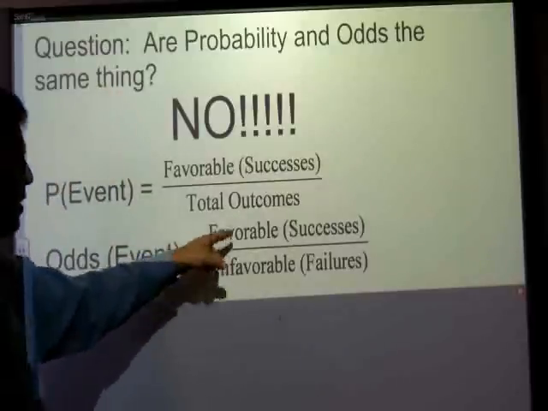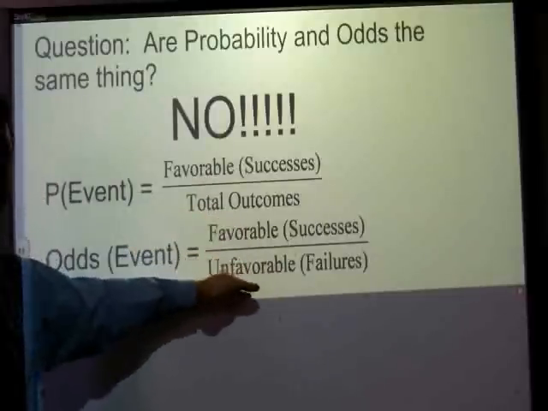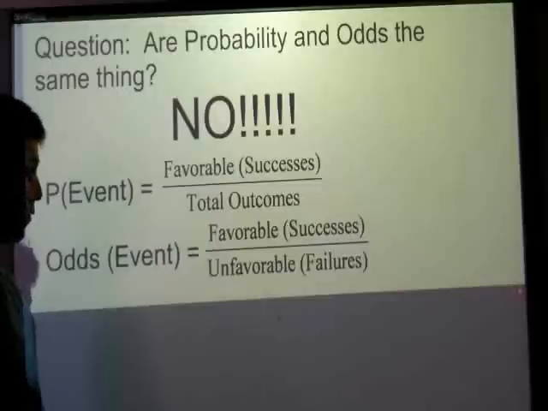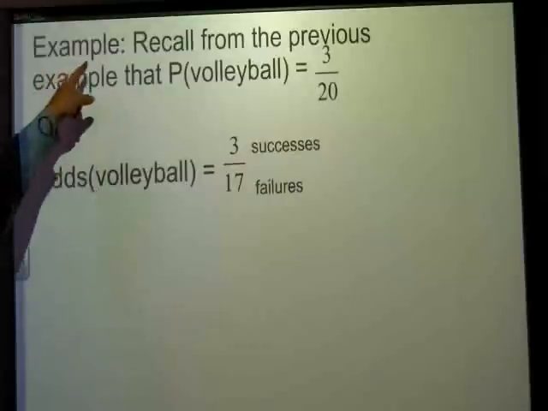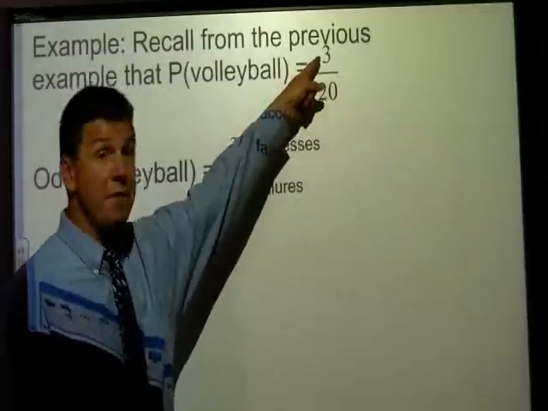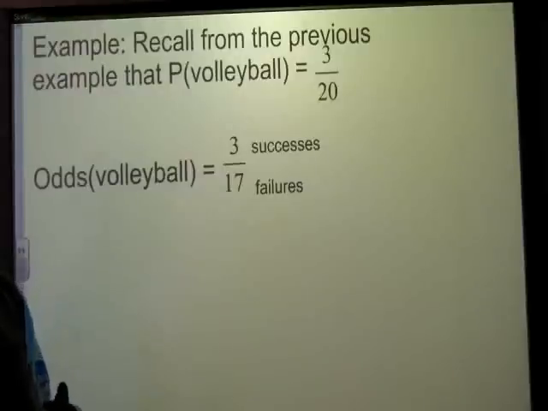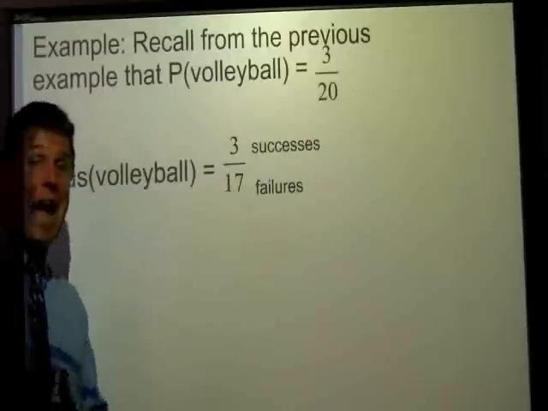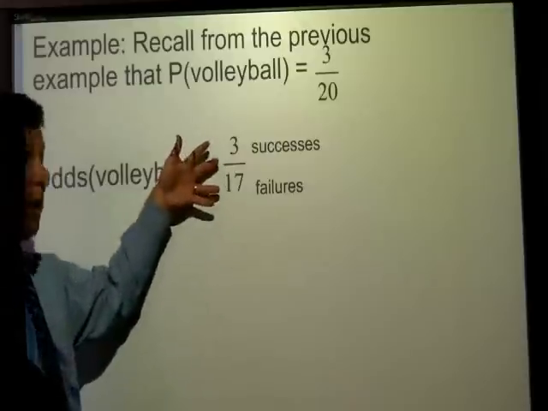So this is the odds of an event. Notice the odds of an event does not use the total sample space. It focuses on successes and failures: favorable, unfavorable, good things, bad things. That is what allows us to do odds. Now let's take a look at how that works. Recall from the previous example that the volleyball probability is 3/20. There are 3 volleyballs out of 20 total. If I ask what are the odds that I get a volleyball, that would be 3 volleyballs to 17 non-volleyballs. There are 3 successes and 17 failures, for a total of 20 things.